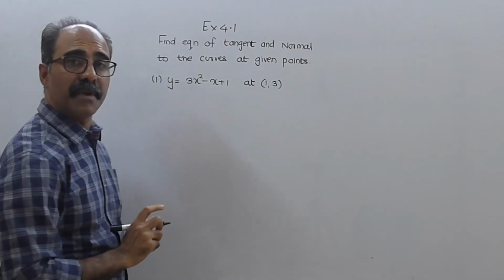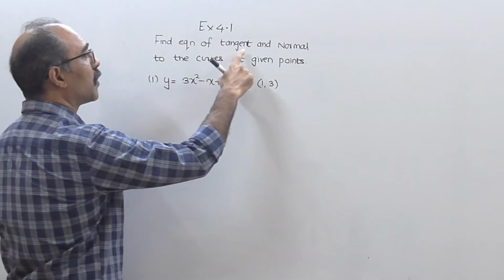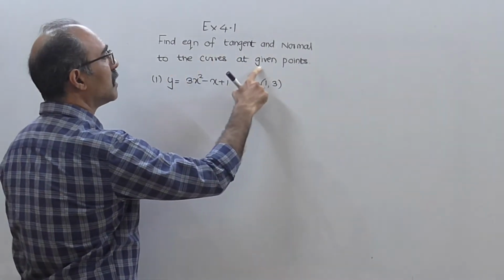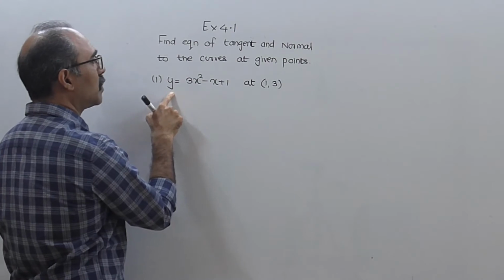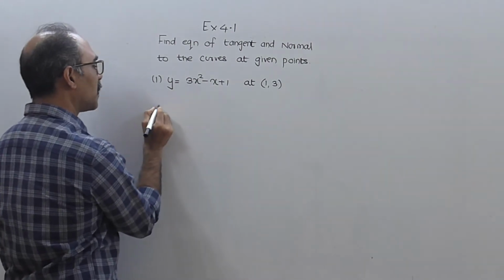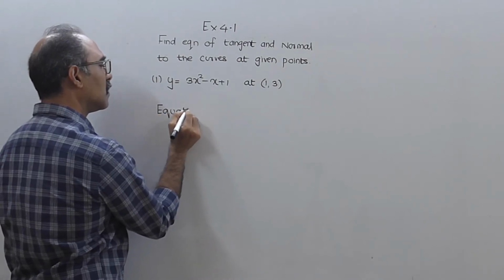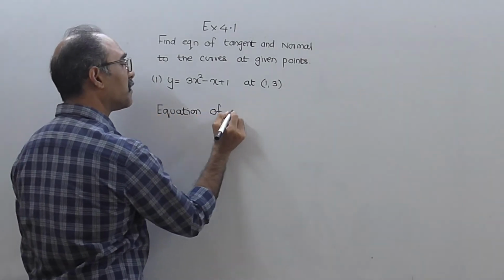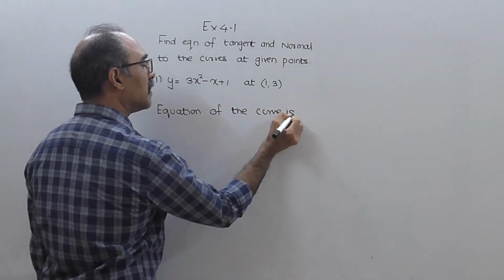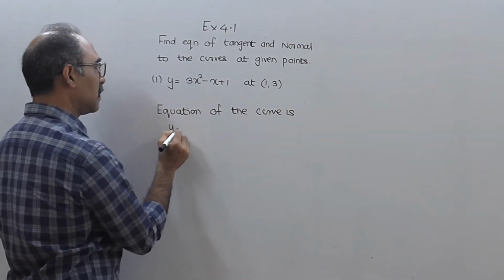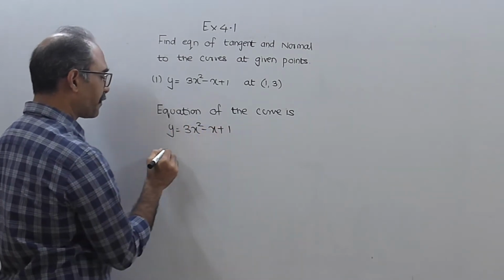We're doing application of derivatives. Exercise 4.1. We have to find the equation of the tangent and the normal to the curve at given points. The equation of the curve is y equal to 3x square minus x plus 1.